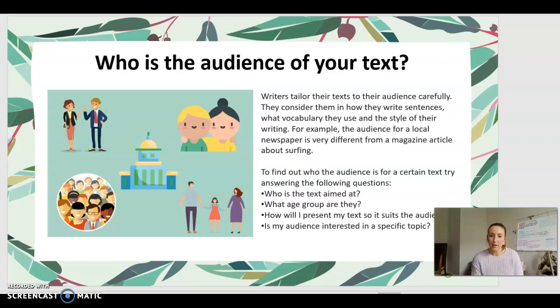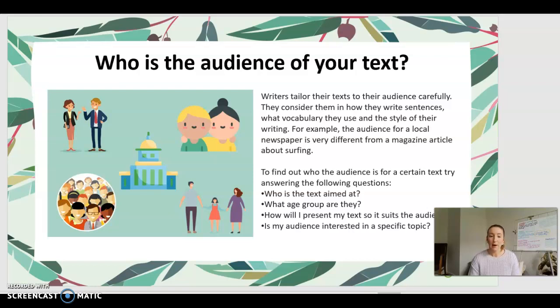We also need to think about the audience of the text. Writers tailor their text to their audience really carefully. They consider them in how they write sentences, what vocab they use, and the style of their writing. Also, even in the layout. If you think of a picture storybook, the audience for those sorts of books are younger children. Think about what pictures they use, what language they use. They're not going to use difficult scientific language in their stories. So identifying the audience is really important.